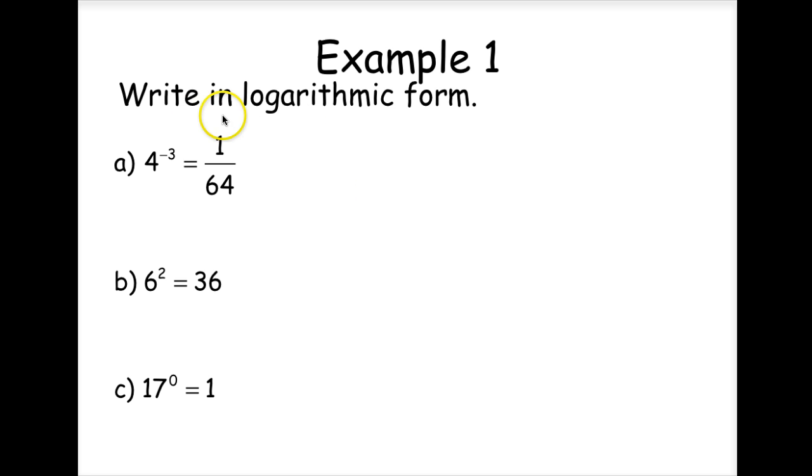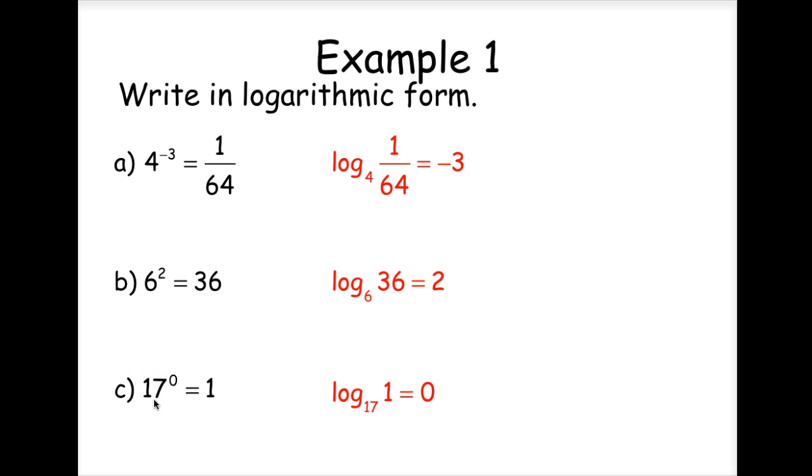First of all, we're to write in logarithmic form. This is our base, so log base 4 of 1 over 64 is equal to -3. We just take our exponent and write it over here. Looking at this one, our base is 6, so log base 6 of 36 is equal to 2. On this one, our base is 17, so log base 17 of 1 equals 0.